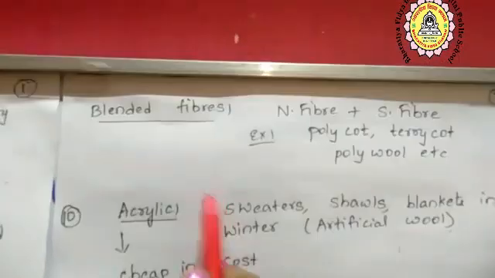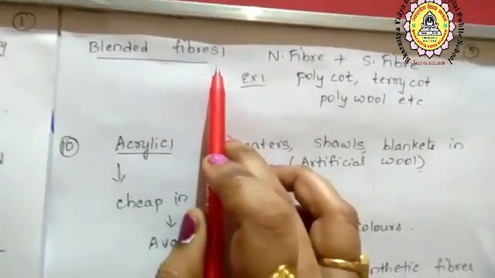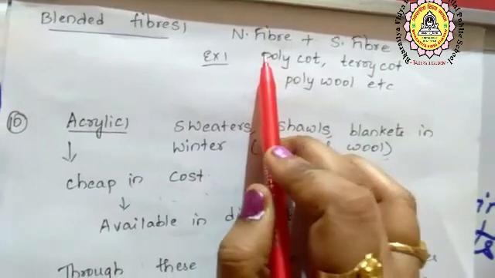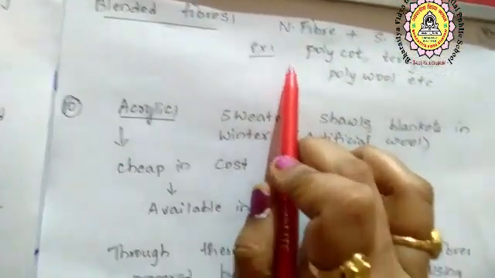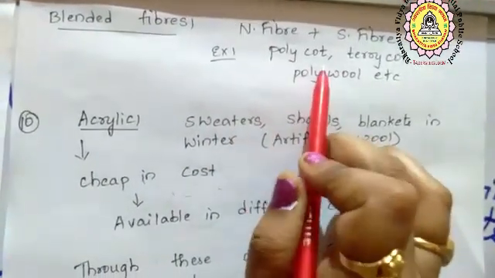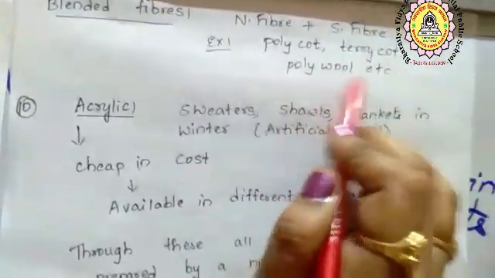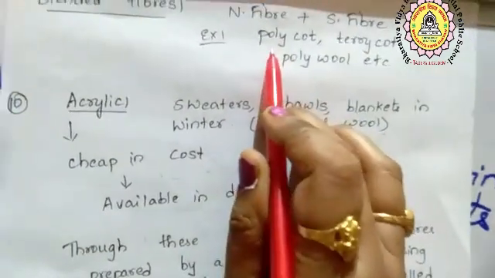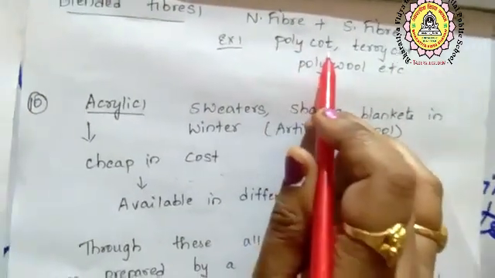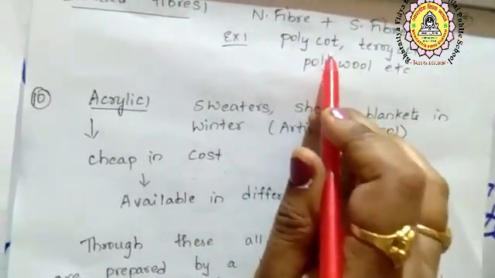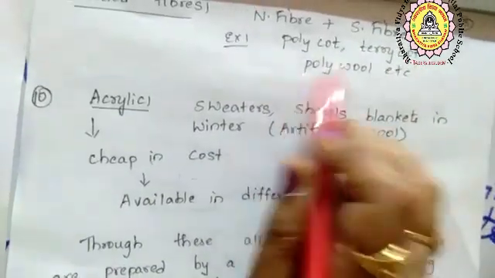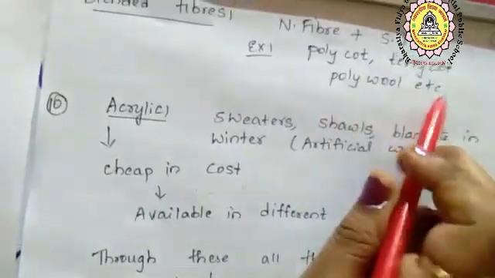Next we have another topic, blended fibers. Blended fibers means fibers in which natural fiber and synthetic fiber are mixed together. For example, polycot, terrycot, polywool, etc. One is a natural fiber and one is a synthetic fiber. Terrycot means a polyester and cotton mix, terylene cotton, and polywool is polyester and wool. These are examples of blended fibers.